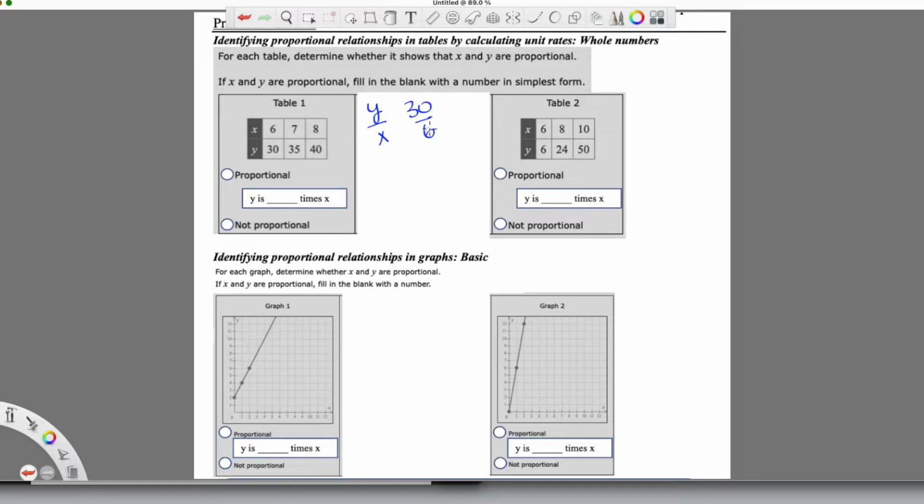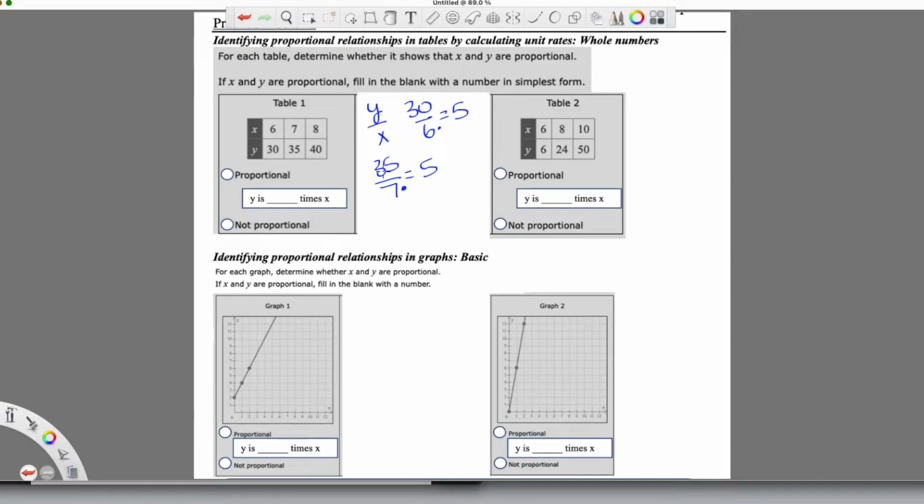So 30 divided by 6 is 5. That would mean that if I have 6 and I multiply by 5, I get 30. So this is a relationship. It's x times 5 gets me y. Now let's look at the next one. I have 35 over 7 for this next one here. So 35 divided by 7 is also 5. So again, if I take x, which is 7, and I multiply by 5, I get 35.